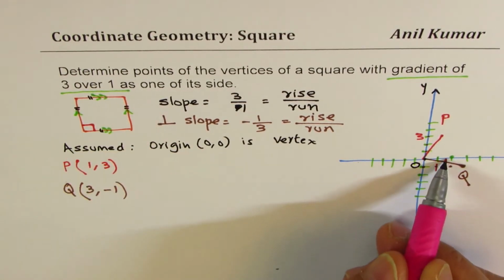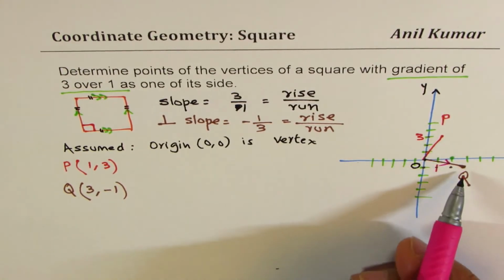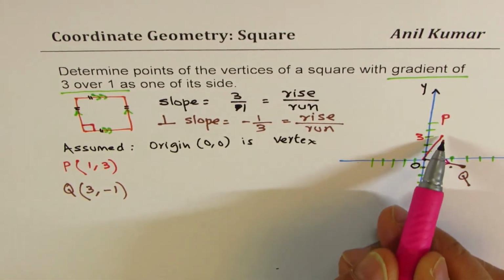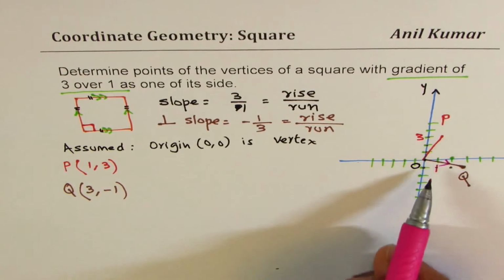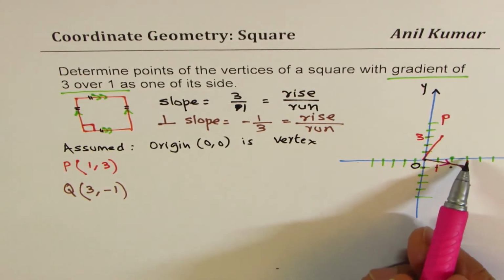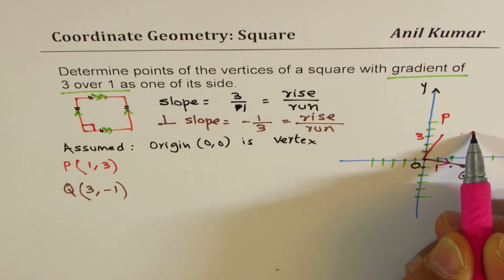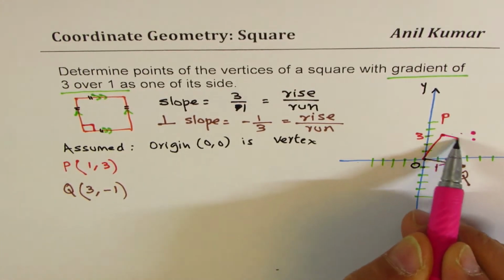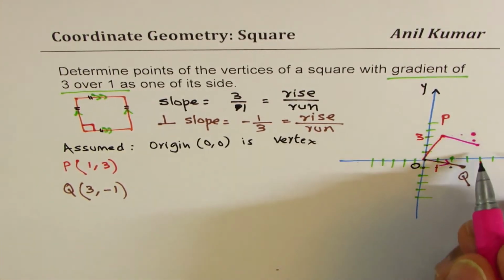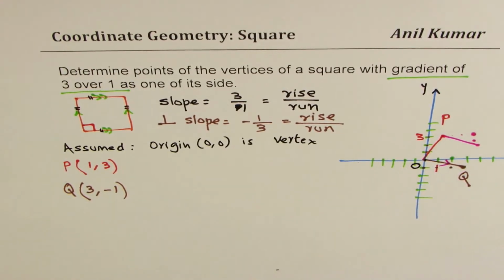So if I draw a line from P, parallel to OQ, that is to say, I have to go 3 right and 1 down, right? So I'll go 1, 2, 3 right, and 1 down. So that becomes parallel. Do you see that? 3 right and 1 down.